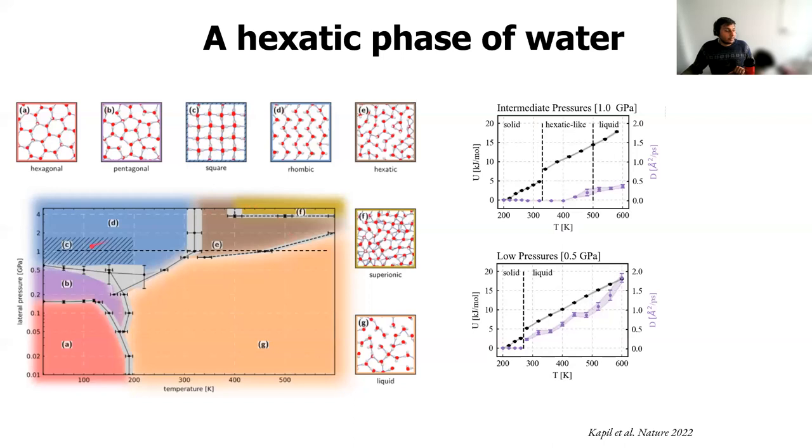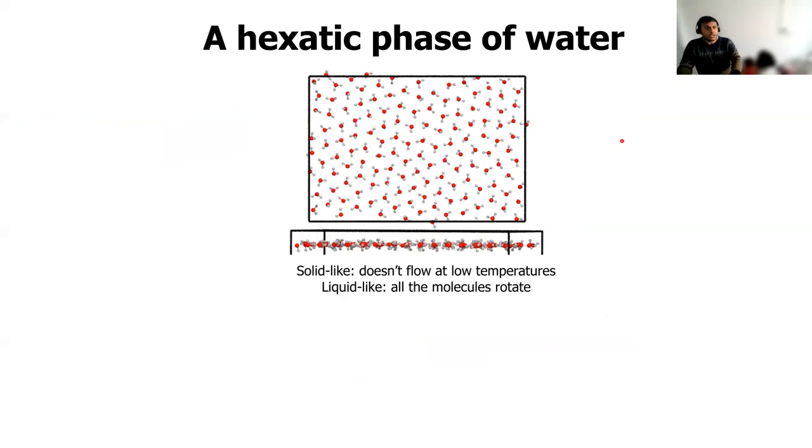And on the other hand, at one GPa, we see that there is a discontinuous change into this hexatic phase, which doesn't flow. So it's not a liquid. But then as you increase the temperature, it reversibly changes to a liquid phase. And this is what this phase looks like.